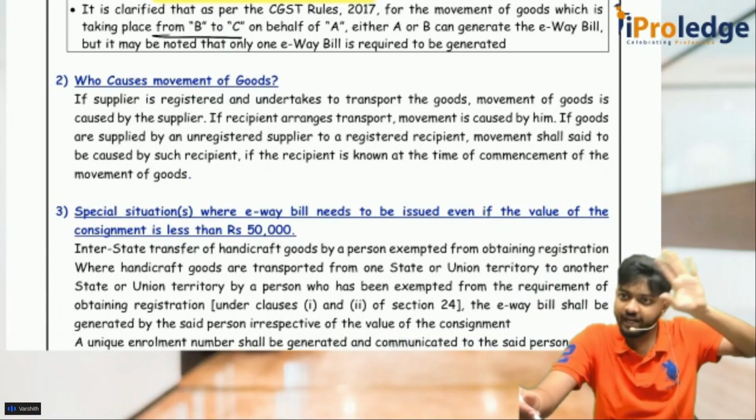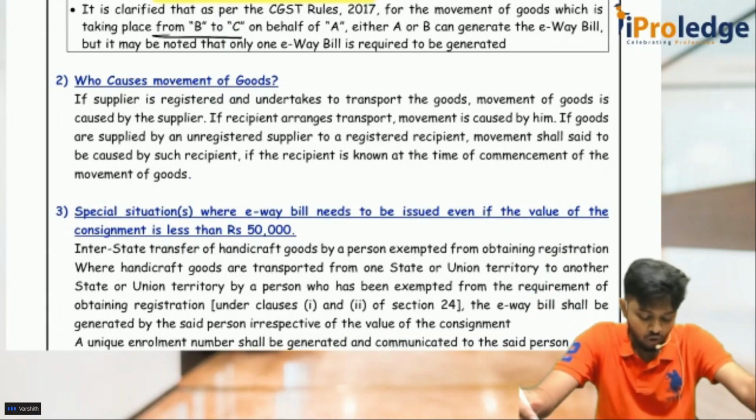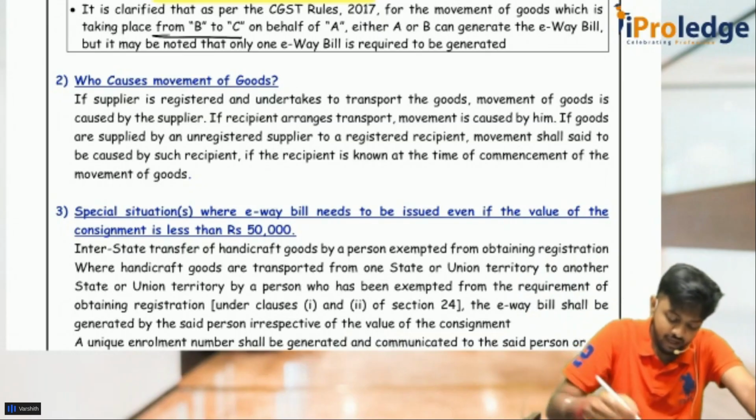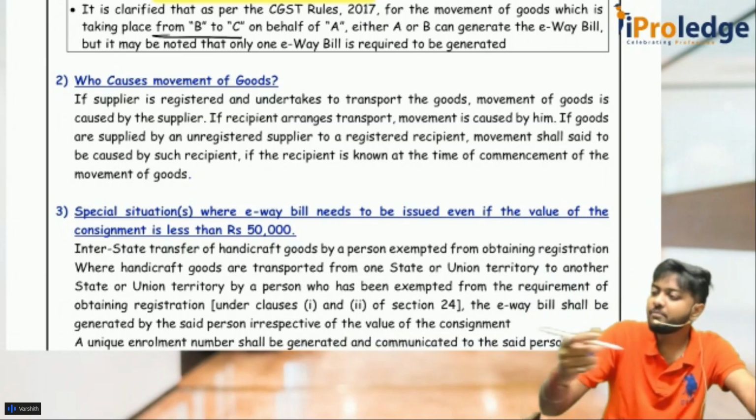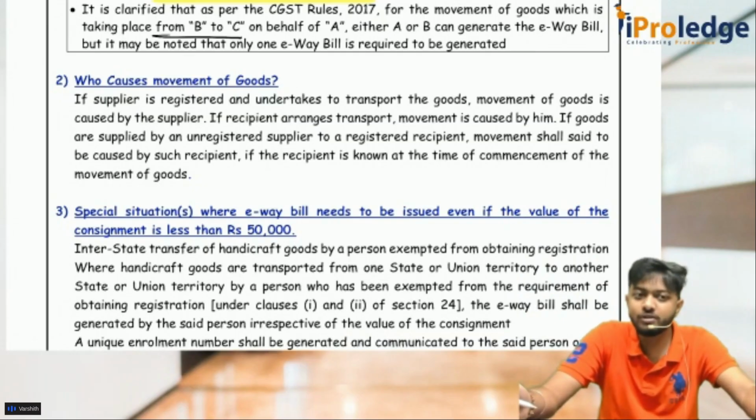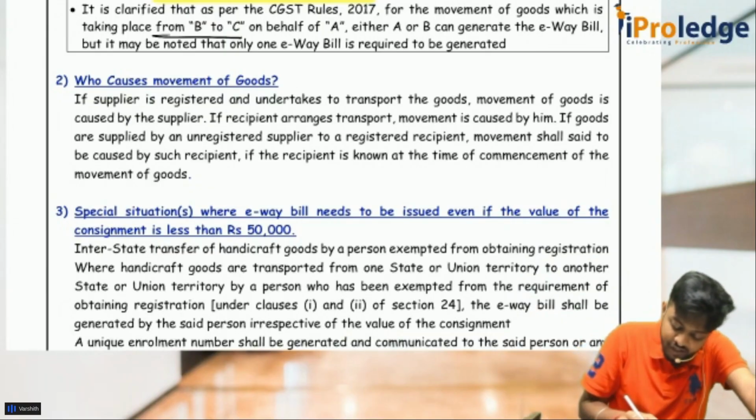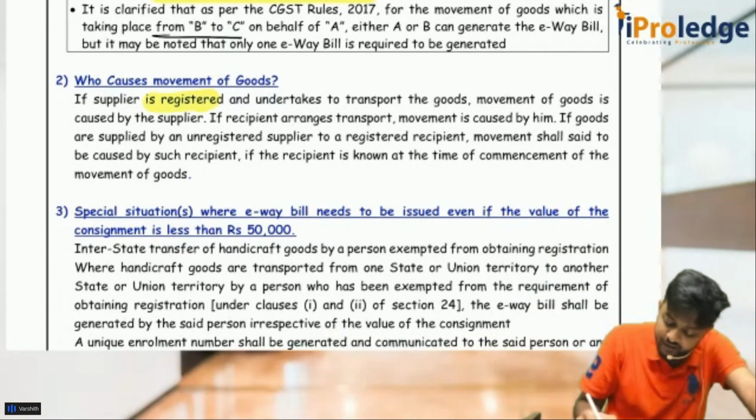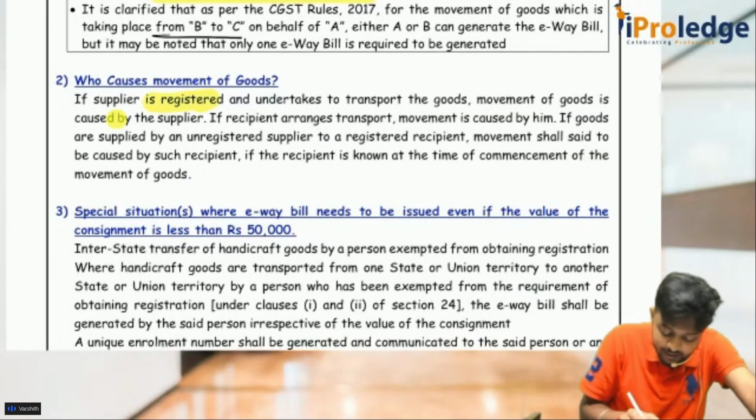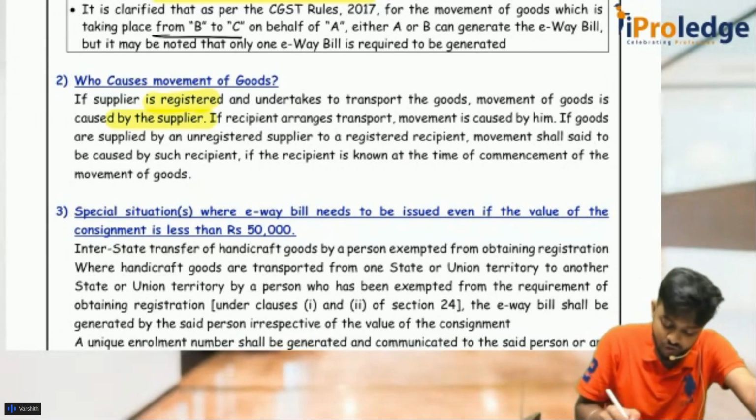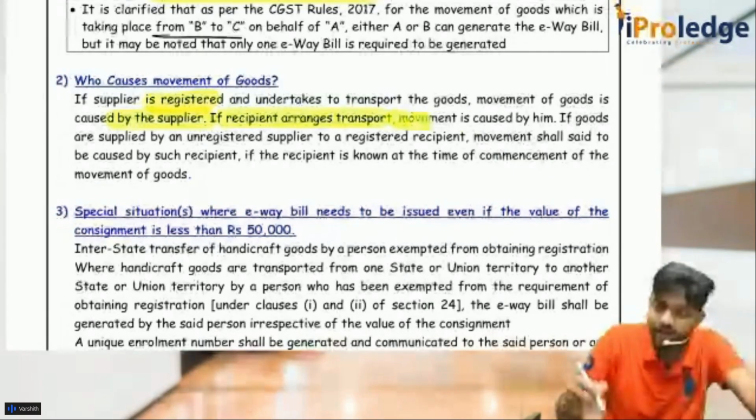Okay. Any doubts? Done. Who causes movement of goods? If supplier, very important guys. Why is it important to understand who is causing the movement of goods? Because they are the ones who are supposed to generate the e-way bill. If supplier is registered and undertakes the transport, the movement of goods is caused by the supplier. Generally, supplier is the one who is causing the movement of goods. If recipient arranges transport, then movement is caused by him.